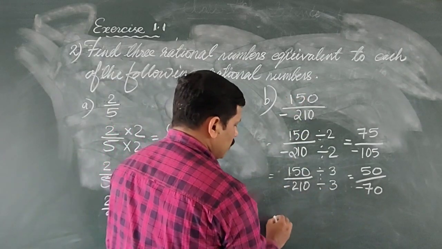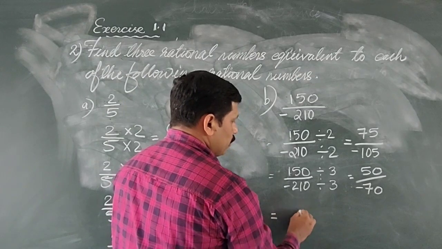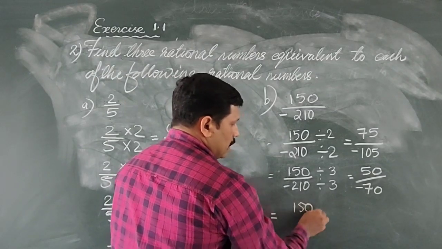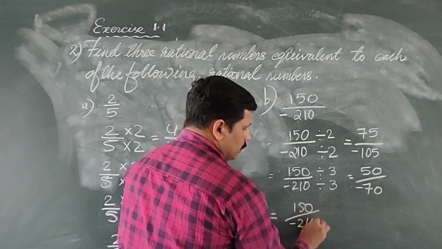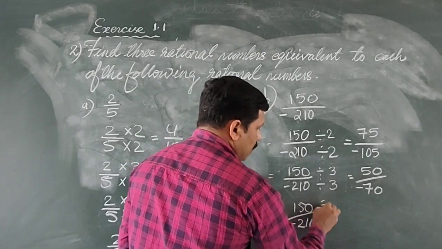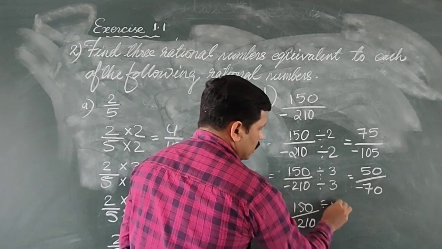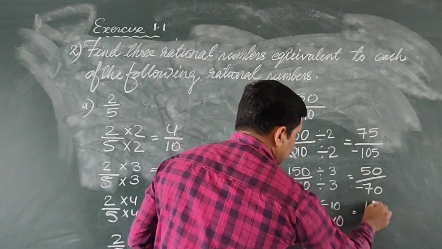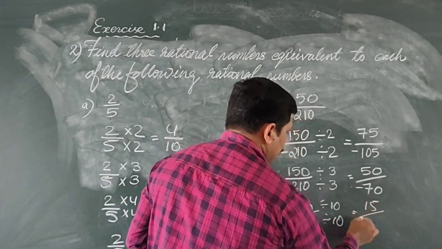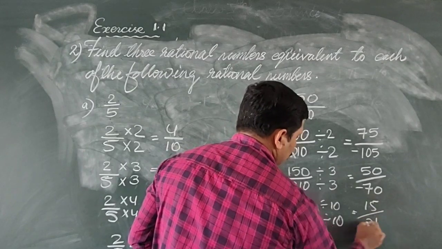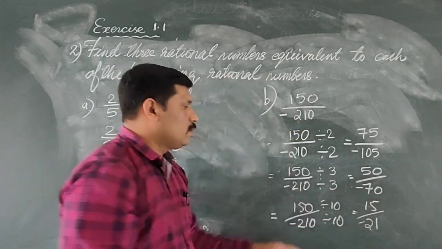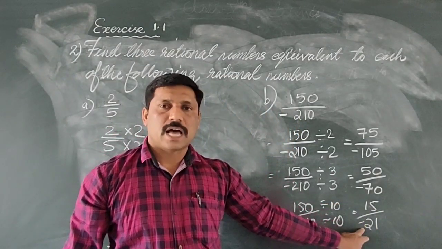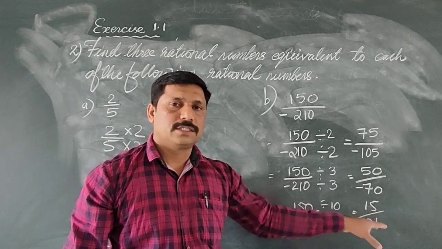Next, we want to find the third rational number. Therefore, we write 150 upon negative 210, and let us divide by 10. So we divide it by 10. Then we get 15, and here we get 21, meaning negative 21. So 15 upon negative 21 is another equivalent rational number of this given number.